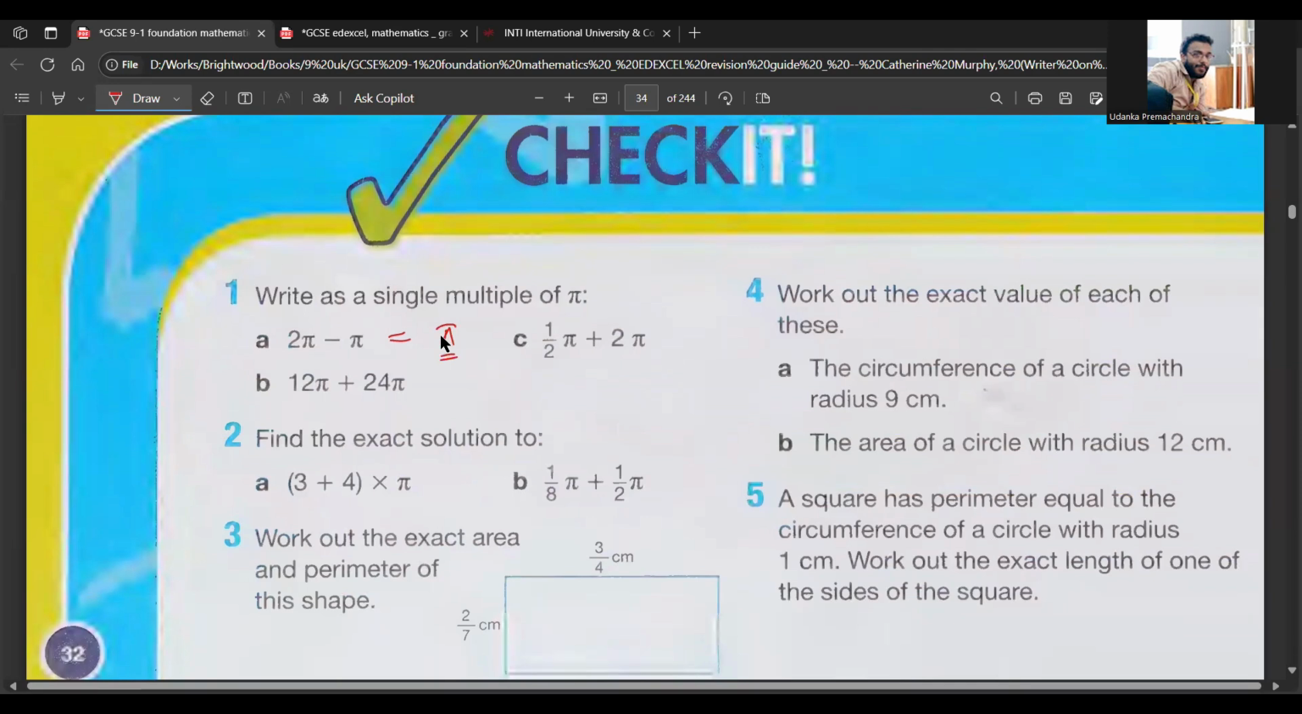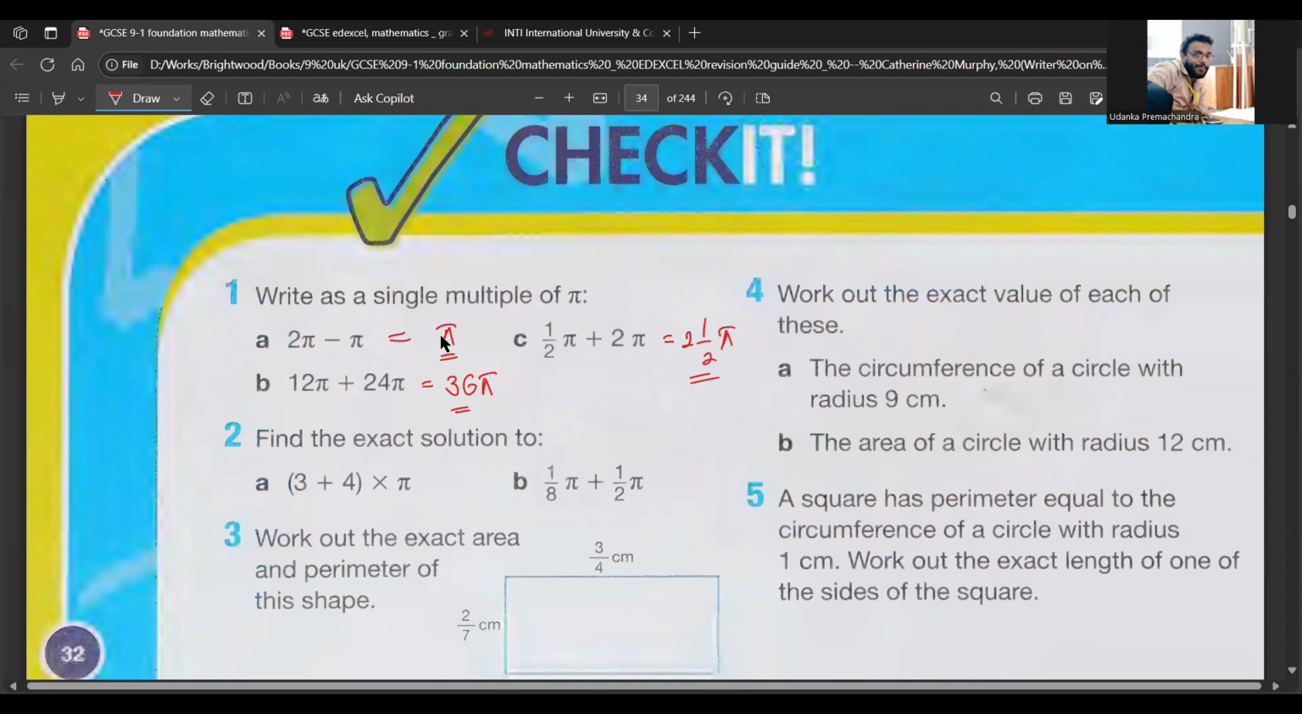Here, 12 5 plus 24 5. What is there? 12 5 plus 24 5 is 36 5. Yes, 5. Here, 1 over 2 5 plus 2 5. That is 2.5, otherwise 2 1 over 2 5.